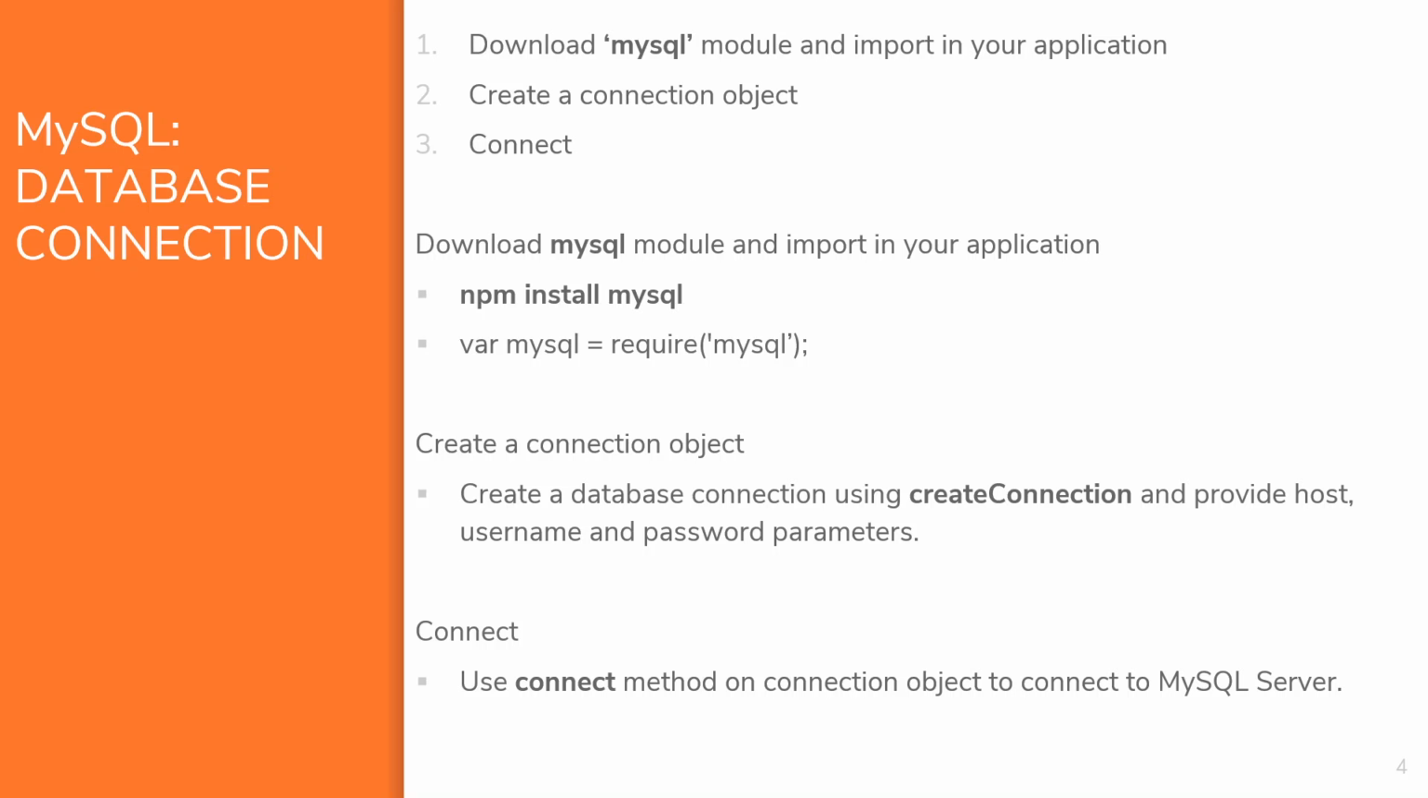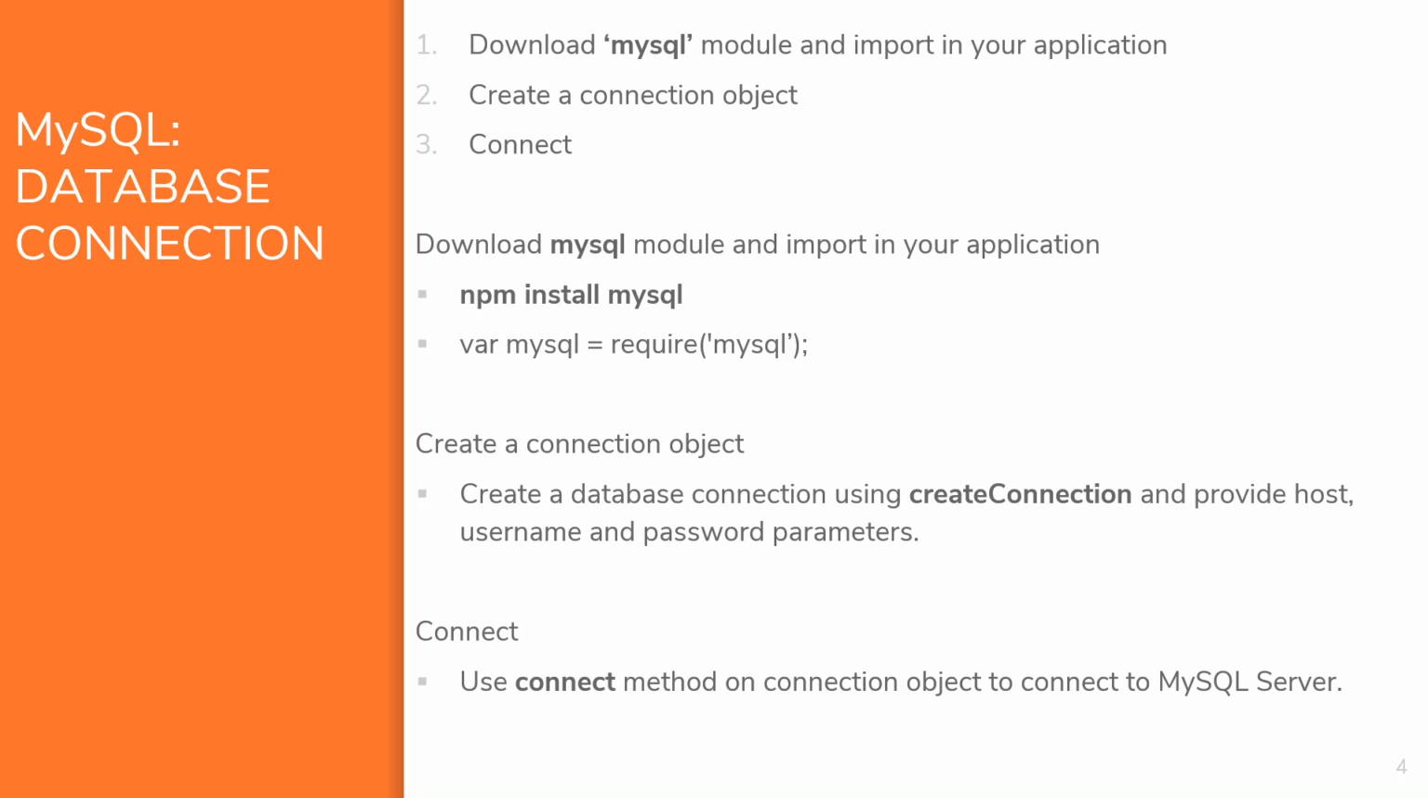So to make a MySQL database connection from a Node.js backend, all you have to do is download and install the MySQL module, and then import it in your application. You have to create a connection object to the MySQL server, and then you have to connect it. I will show the step-by-step code.